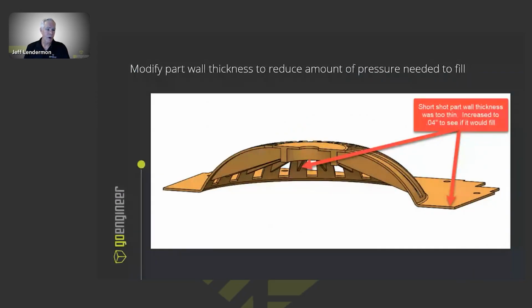So when I look at the wall thickness of my part, I see that the ribs inside and the outer flat part are pretty thin. So what I want to do is increase these a little bit to see if that improves my flow.